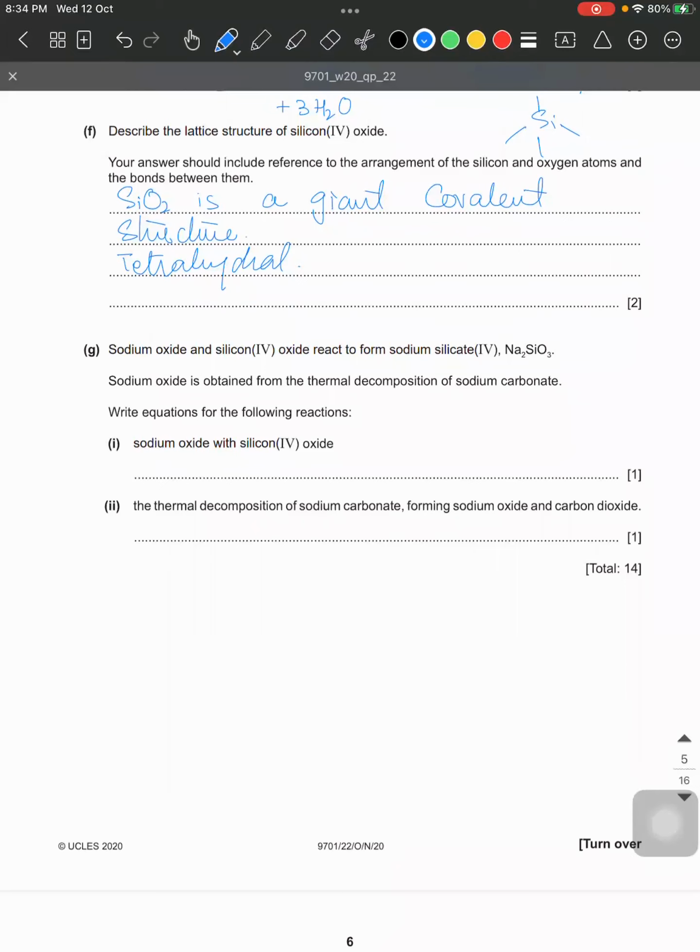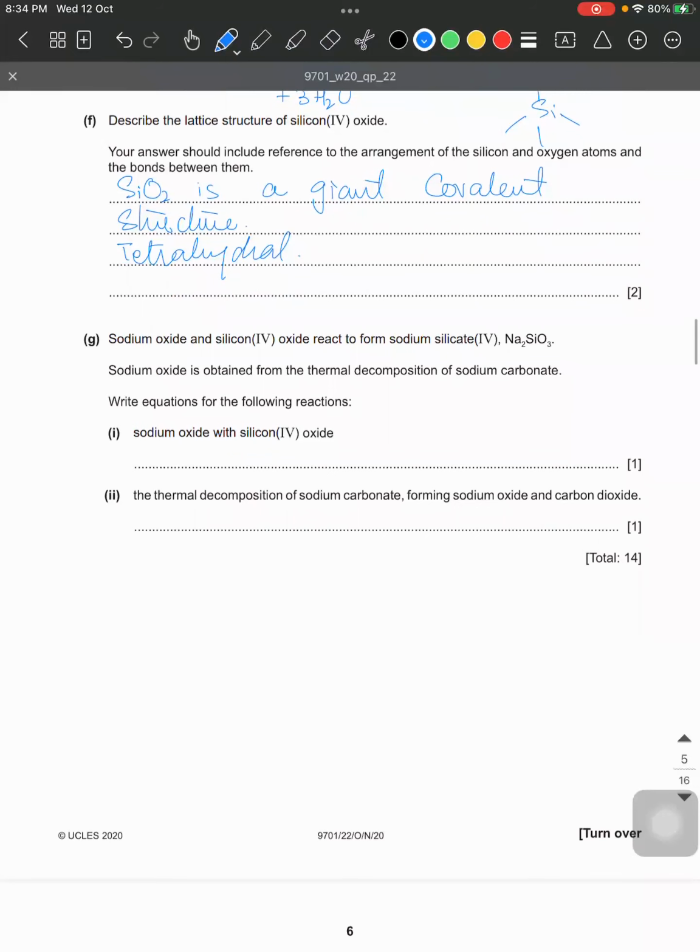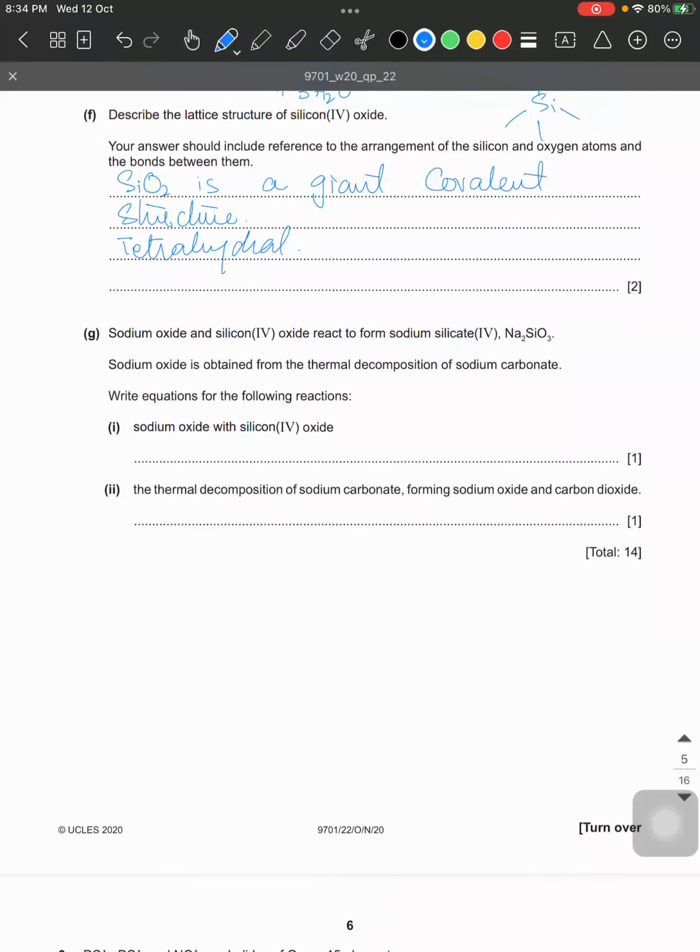Sodium oxide is obtained from the thermal decomposition of sodium carbonate. Write equations for the following reaction: sodium oxide and silicon dioxide. That's pretty simple. Sodium oxide is Na2O. It is basic in nature, and silicon dioxide is acidic in nature. We know that when they combine together, they will form sodium silicate, right? And the thermal decomposition of sodium carbonate is also very easy. When you heat sodium carbonate, it will break down into sodium oxide and carbon dioxide.